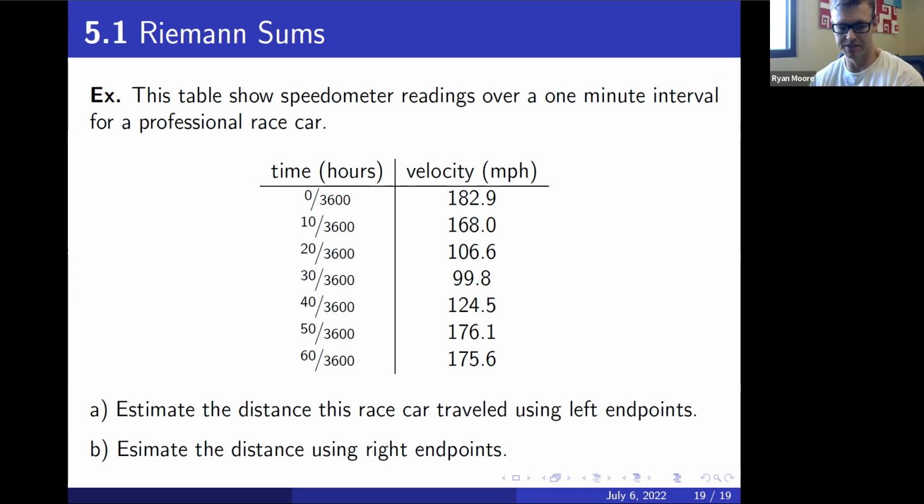Let's take a look at the questions. Part A says, estimate the distance this race car traveled using left endpoints. So we don't have a function that describes the velocity of the car, but we do have all these measurements every 10 seconds. So we can think of that as a Riemann sum. And even look at what we're going to try and find, the distance that the car traveled, given the velocity that it was going at each of these times. And then in part B, similar, estimate the distance using right endpoints for that one.